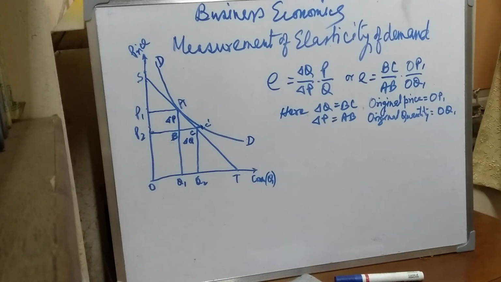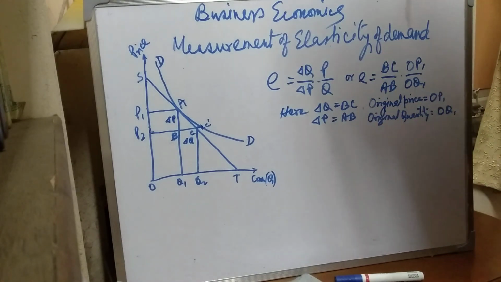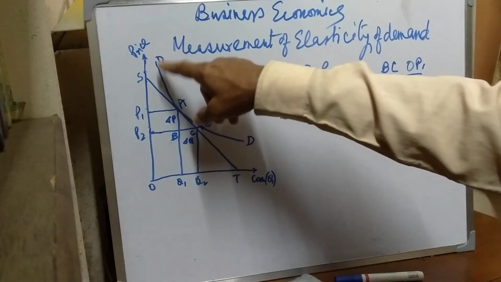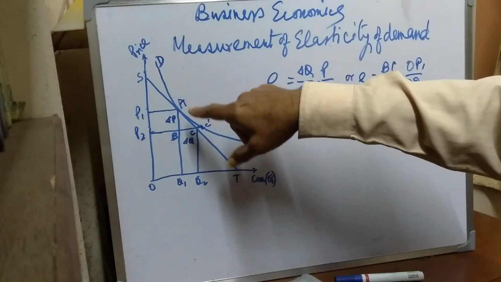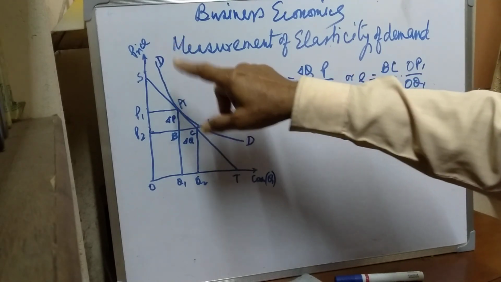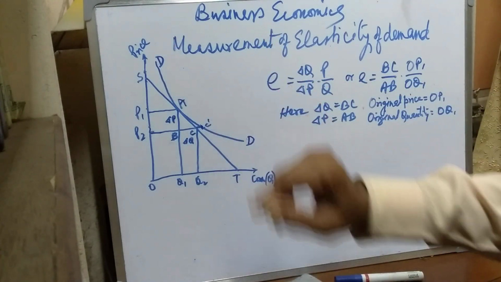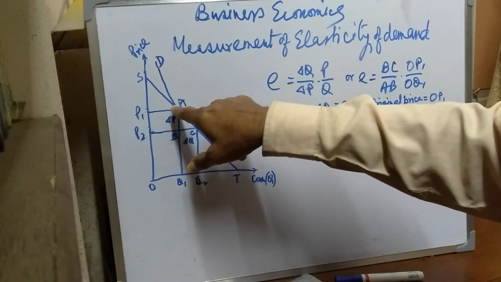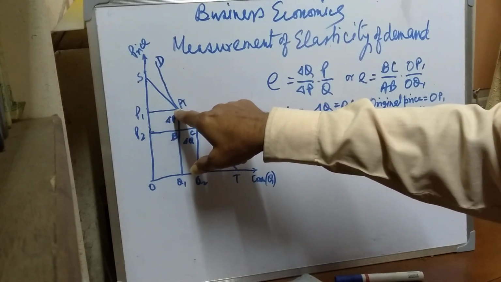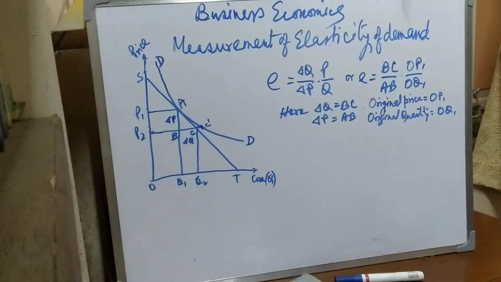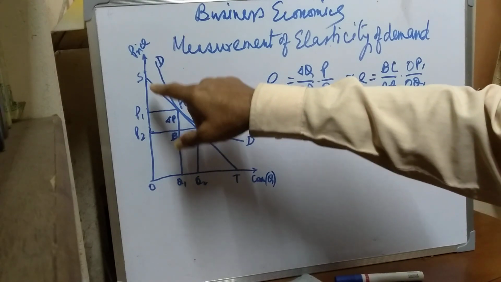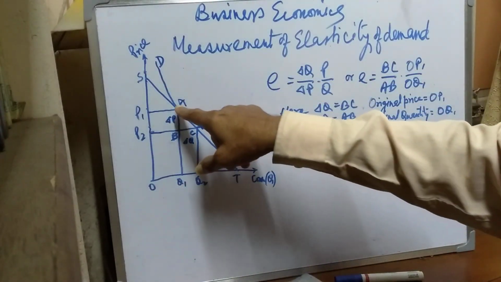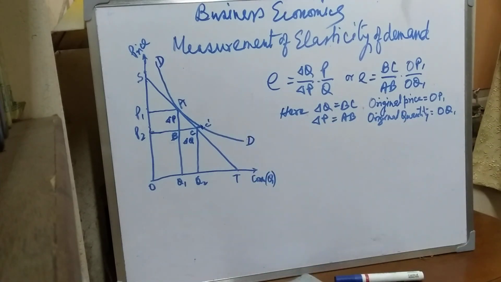In this class, I shall discuss the measurement of elasticity of demand. Here, DD is the demand curve. It is curve type, and in this demand curve, there may be so many points. Each point has certain slopes. At point A, I shall discuss the measurement of elasticity. So, if we try to measure elasticity at that point, we should draw a tangent on that point. It will indicate the slope of that point.